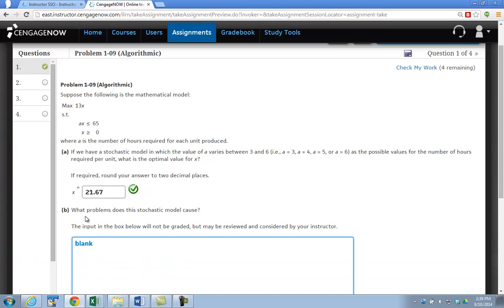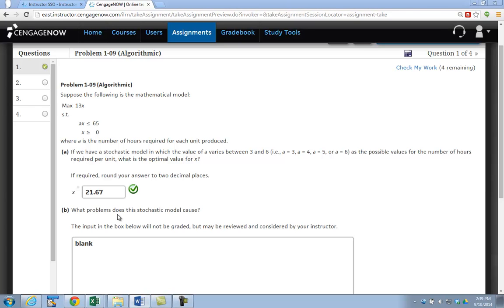What problems does the stochastic model cause? That doesn't get graded, but you could put something in there if you wanted to, because A is not known. It's stochastic or probabilistic in nature. It can take on different values. The actual values of x and the profit are not known with certainty. That's all it means. So you could type that in, or you can just leave it blank because that part doesn't get graded.